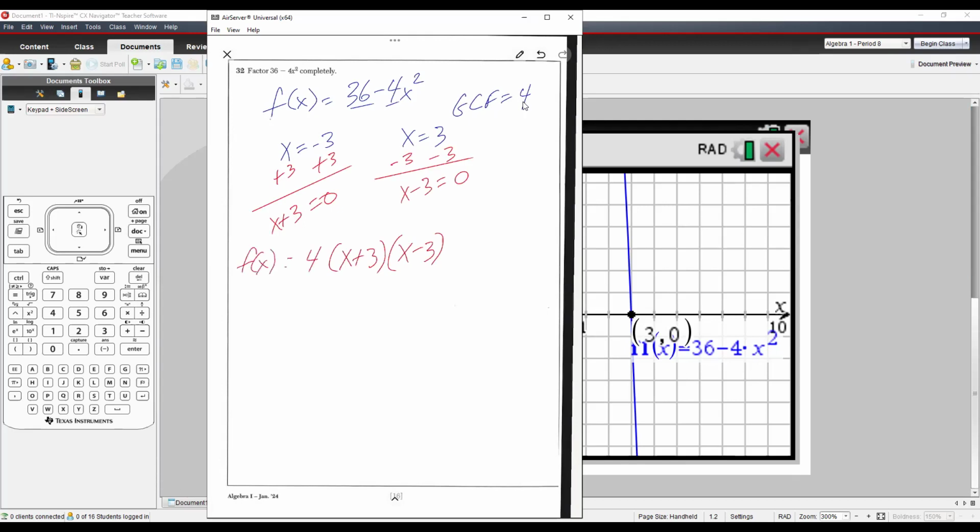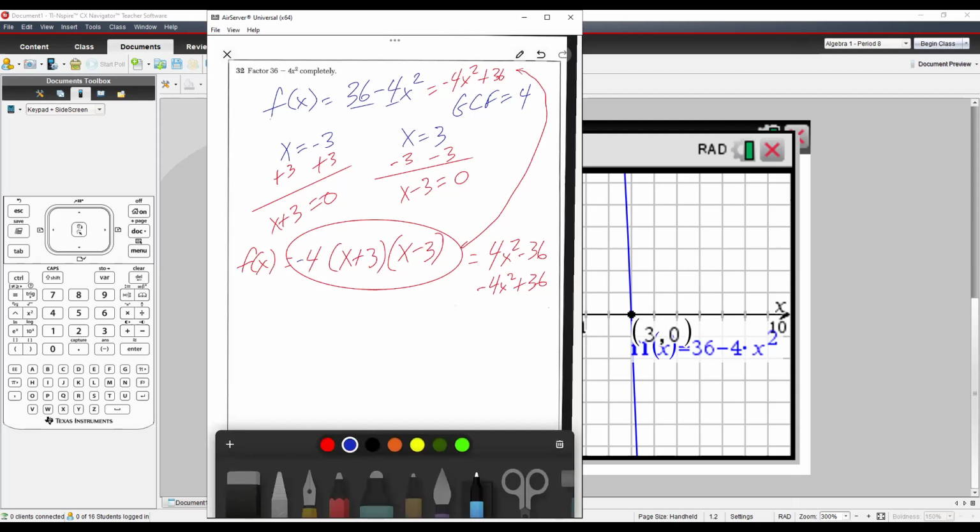I'm almost done. Now, normally that would be it. But if you look at this, this is really -4x squared plus 36. If we multiply this out, we should get this. If we don't, then that means our factoring isn't quite right. And if you multiply this out, you'll see that the signs are not quite right. You're going to get 4x squared minus 36. That's not what we want. We want it to be -4x squared plus 36. And the way we fix it is we just add a negative sign in front, and now we're good.